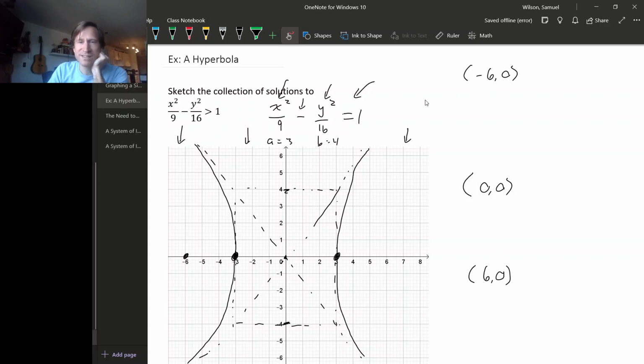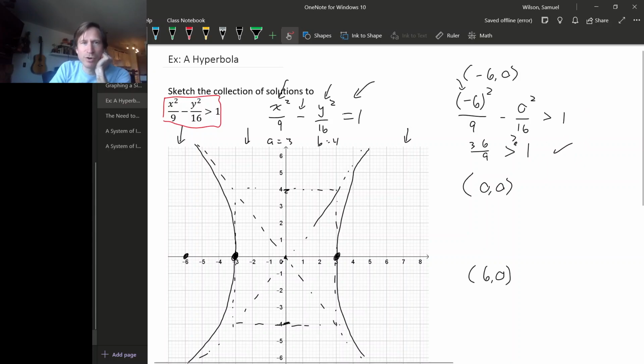Okay, so for -6, 0, remember I'm going to be plugging these points into the original inequality over here. So for -6, 0, I get (-6) squared. Careful with the parentheses, right? This minus sign belongs inside of the squaring. Over 9 minus 0 squared over 16 greater than 1. So this is going to be 36 over 9. Is that greater than 1? Yes, clearly. So the far left region is full of solutions.